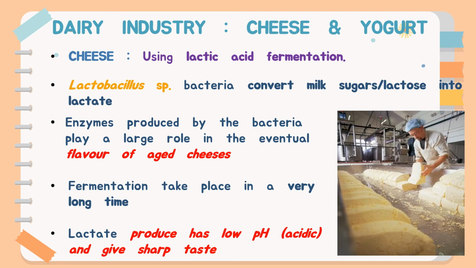Cheese making also uses lactic acid fermentation. Lactobacillus species bacteria convert milk sugar to lactate. Enzymes produced by bacteria play a large role in the eventual flavor of cheeses. Fermentation takes place over a very long time, and the lactate produced has low pH and gives a sharp taste.